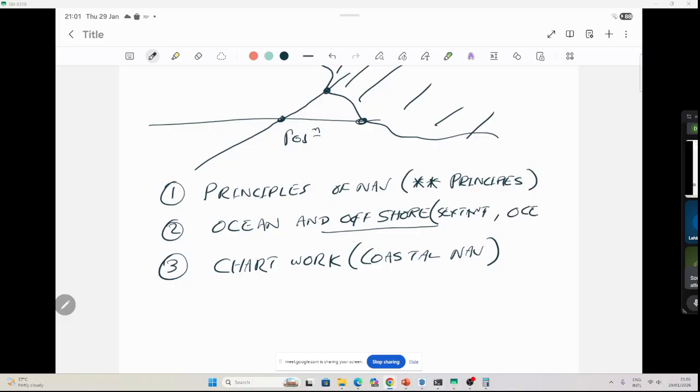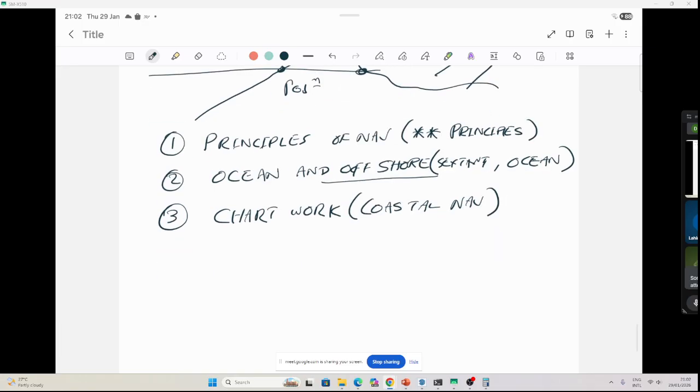Right? Ocean navigation, where you cannot see land. Then you have to find your position and the distance and the courses and everything. In chart work, you are going to learn about coastal navigation. So that is how it has been divided here in Sri Lanka.